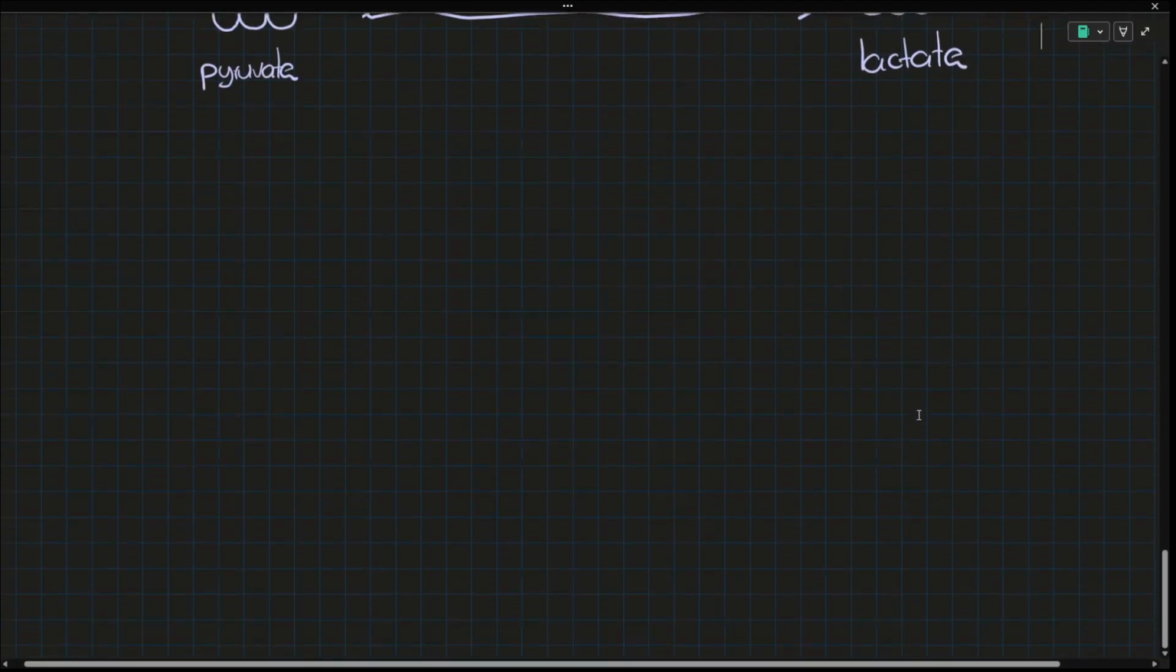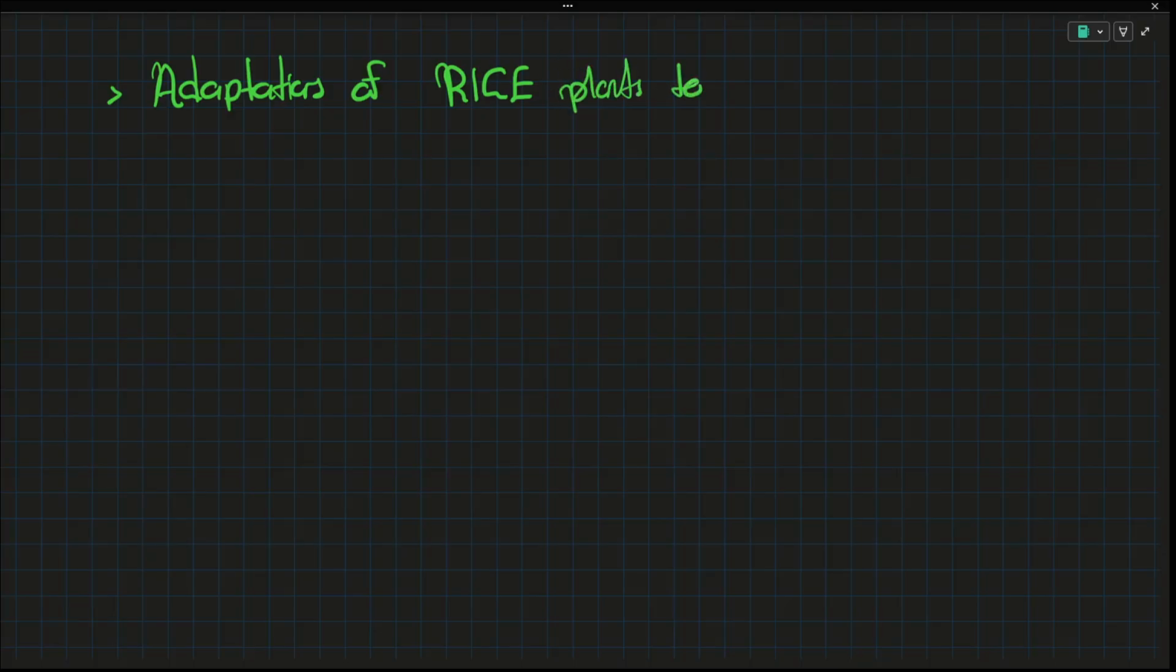Okay, moving on to an interesting part of this topic. Now we'll be talking about the adaptations of rice. Adaptations of rice, I call them rice plants, to grow submerged in water. Okay. What are we talking about? Why is this a big deal? And what is going on?